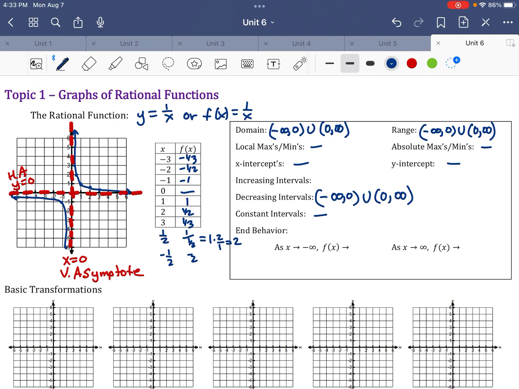So your end behavior: as you go to negative infinity, this thing creeps up towards your horizontal asymptote, and this creeps down towards your horizontal asymptote. So what your horizontal asymptote is doing is telling you that your end behavior is 0 and 0. So basically, anytime you have a horizontal asymptote, that's also going to be your end behavior.